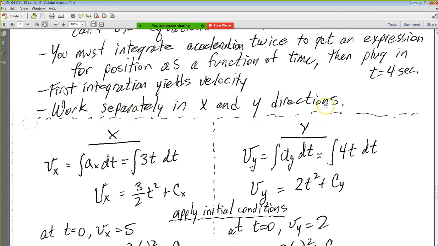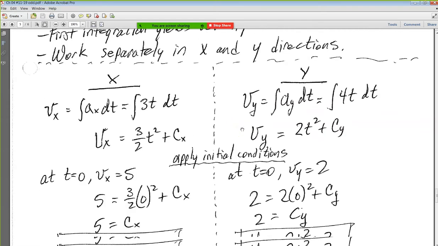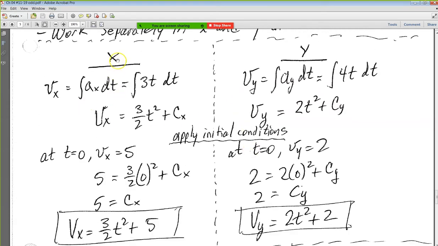And we work separately in the x and the y directions. You may have noticed in the book they showed you that the derivative of position in the x is the velocity in the x, and the derivative of the position in the y is the velocity in the y. The reason for working separately in the x and the y directions we'll talk more about later, but for now, just know that when we're working with vectors, we're going to work separately in the x and the y directions. Treat them separately. All right, so here we go.